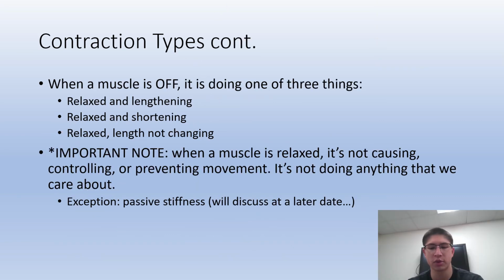As we discussed, a muscle can be on or it can be off. And when it's off, there's also three things that it can be doing. It can be relaxed and lengthening, it can be relaxed and shortening, or it can be relaxed with the length not actually changing. An important thing to note here is that when a muscle is relaxed, it's not causing motion, it's not controlling motion, and it's not preventing any motion. It's just off. It's not really doing anything that we care about, but sometimes the length still can be changing depending on what's going on.